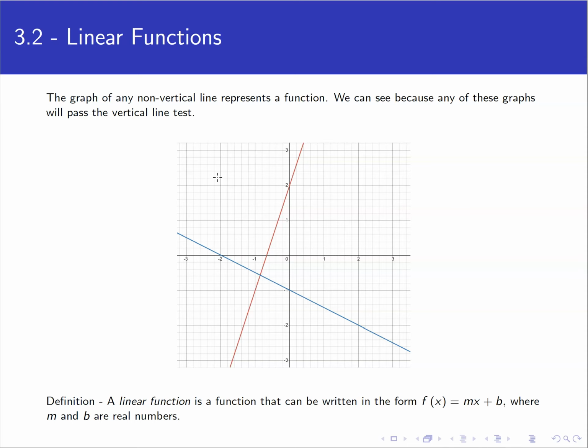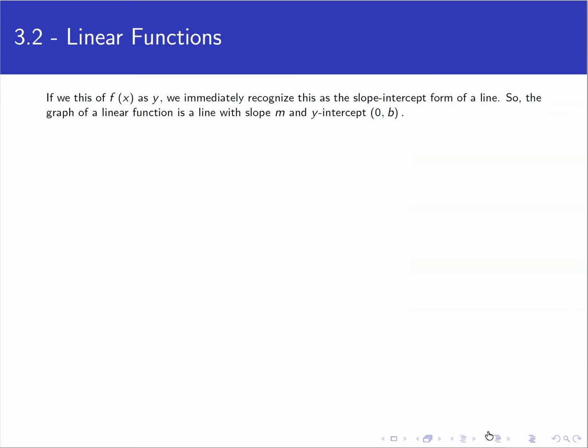All right, so this leads us to a definition. A linear function is a function that can be written in the form f of x equals mx plus b, where the m and the b are real numbers, and notice this looks a lot like our slope-intercept form that we have for lines. So in fact, if we just trade out the f of x and put in a y, we get exactly the slope-intercept form. So that number m in the form of a linear function is going to give us the slope, and that number b will tell us that the y-intercept is the point (0, b).